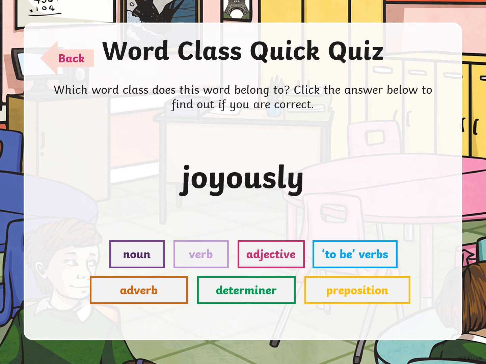Next word, we've got the word joyously. If you write that word down on your piece of paper, and then look, we've got a little bit of a clue there. It's ending in ly. What clue does that give us? I could try and put the word in a sentence. That might help me. I joyously devoured my birthday cake. And it is a verb.